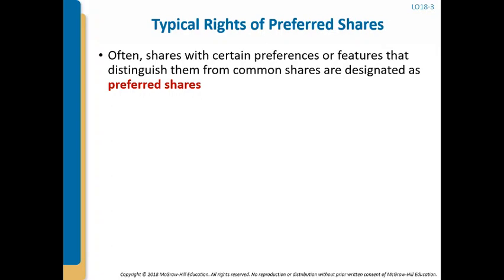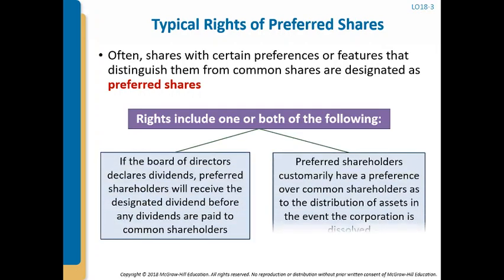As far as rights of preferred shares, they have two rights. If the board of directors declares dividends, the preferred shareholders will receive a dividend before any dividends are paid to common shareholders. We'll see this near the end of this lecture, an example of how that occurs. Preferred shareholders also have a preference over common shareholders as far as the distribution of assets in the event the corporation is dissolved.